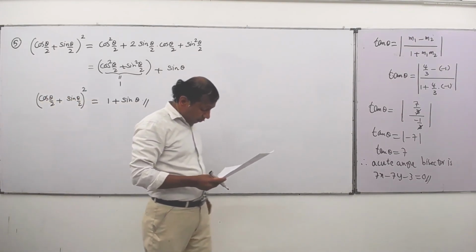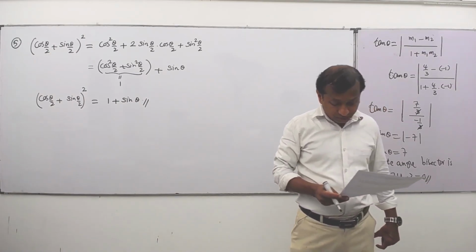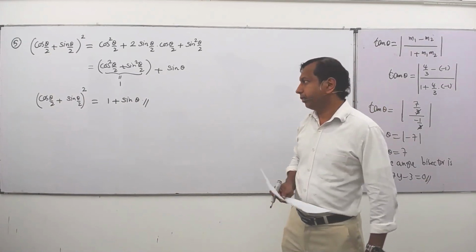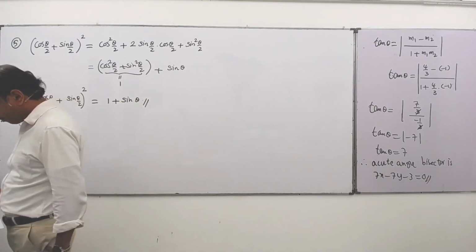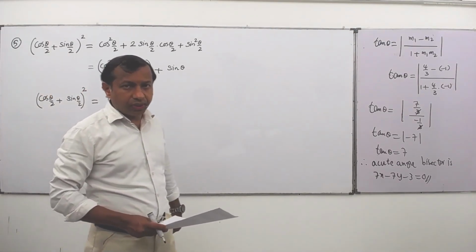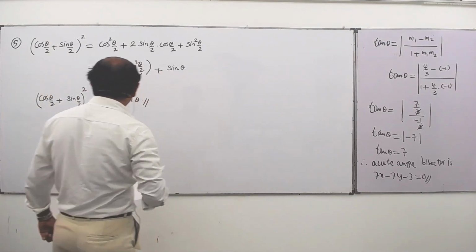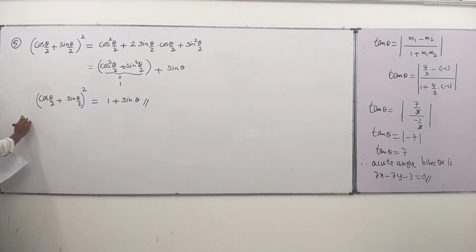Let us ask in next. Hence, show that cos pi by 12 plus sin pi by 12. Right. Pi by 12. Pi by 6 is 30 degrees. Then pi by 12 means 15 degrees. Right, no? Now, I'll substitute, put theta equals pi by 6. Where? Here. Here, what do you get?